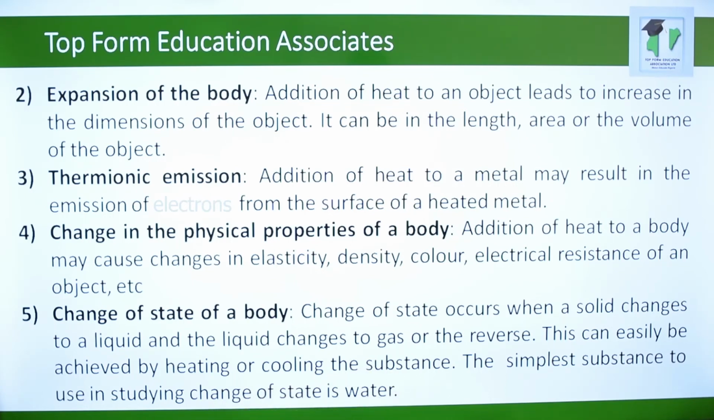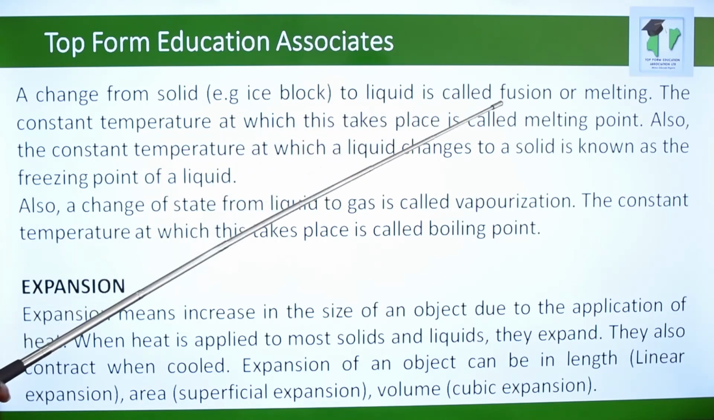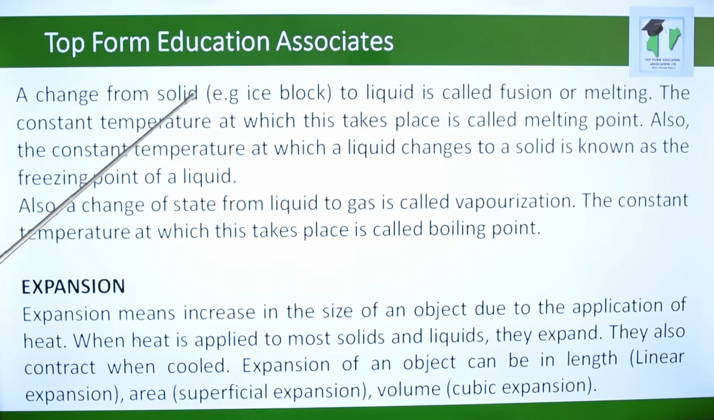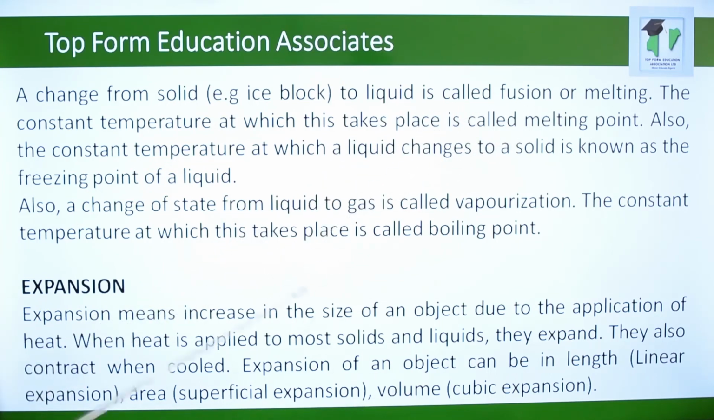So if you cool the liquid, it can turn to what? Solid. Then if you heat the solid, it can turn to what? Liquid. As we're going to see in the example. The simplest substance to use in studying change of state is what? Water. A change from solid, for example an ice block, to liquid is called fusion. When you're changing an ice block to liquid, it is now melting. We call that process what? Fusion or melting.